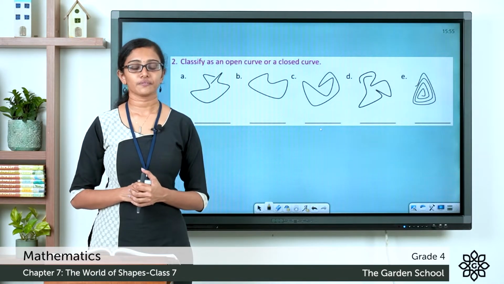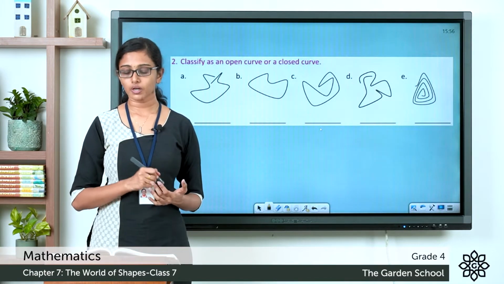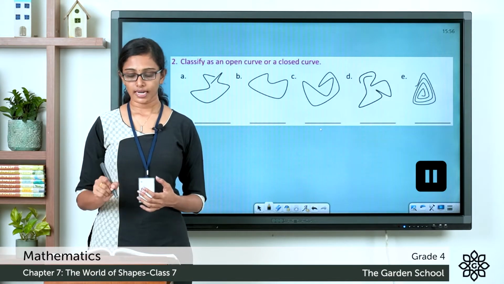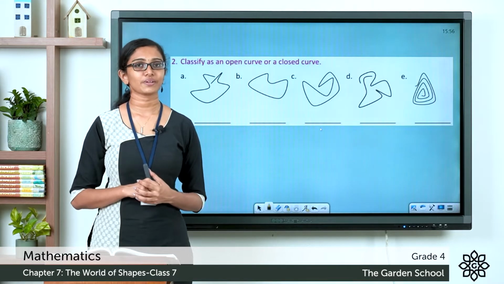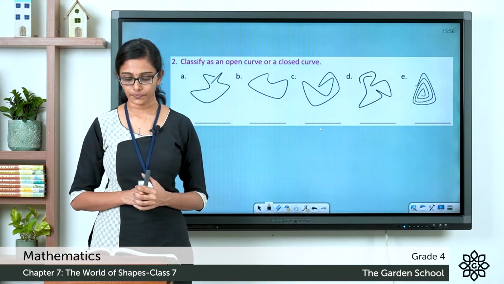So here you have a set of 5 figures. You have to identify each of them as open or closed. Do this as an activity now. Please pause the video, identify each of the curves given here and then come back. Hope you're done with that. Now let's see which one is open and which one is a closed curve.